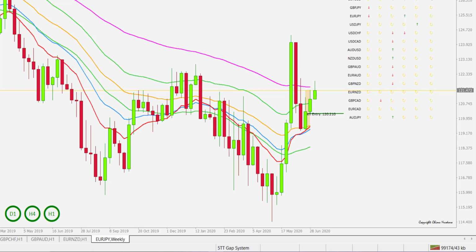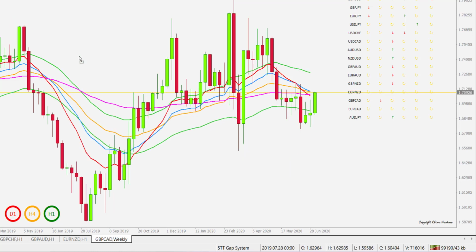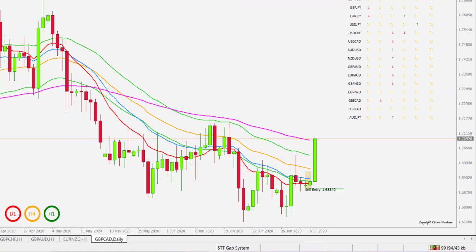GBP CAD on the daily. Boom. Daily. Oh, that's gone up. So we have to wait for that to come down before we can actually take advantage of that. So again, that's the ones on the H4 time frame. You'll be making some money on those right now. Okay, that's it, because the review was meant to be a quick one.